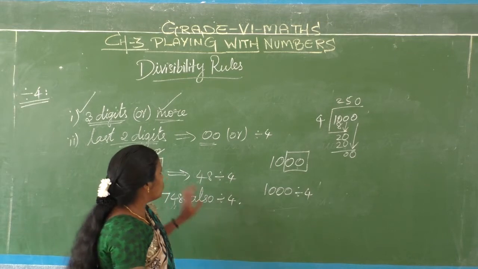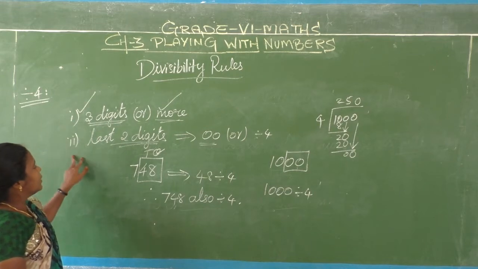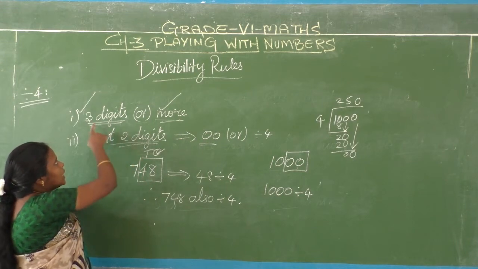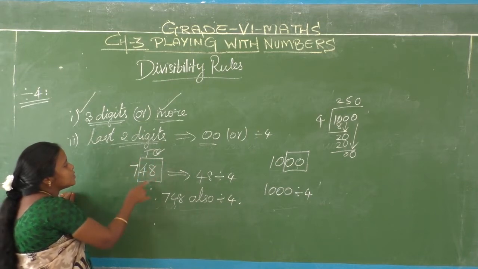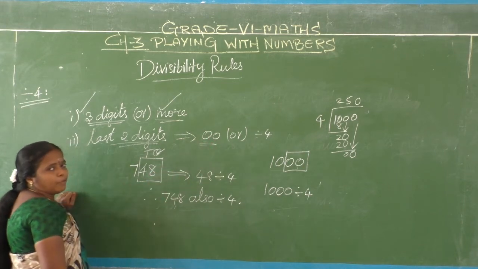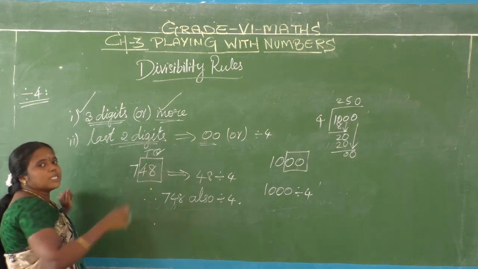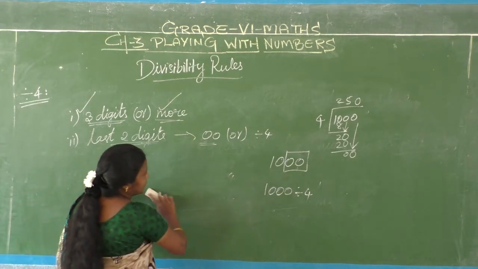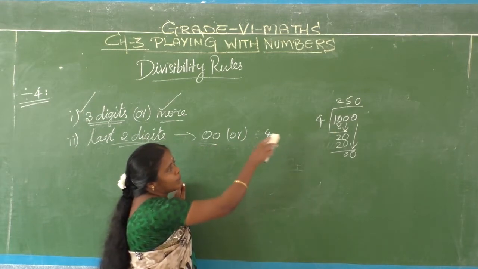Clear, children? So what is the condition of divisibility by 4? Two conditions it framed. The first one is, take a number that must have either 3 digits or more than that. Second condition, the last two digits of the number are either 0, 0 or divisible by 4. In that category, if the number is there, we can tell the given number is divisible by 4. Clear? This division work is not necessary here. For showing you, I have solved it.